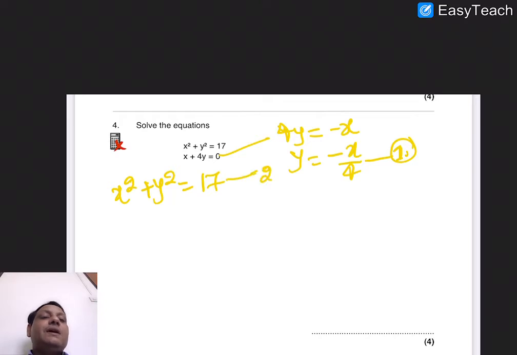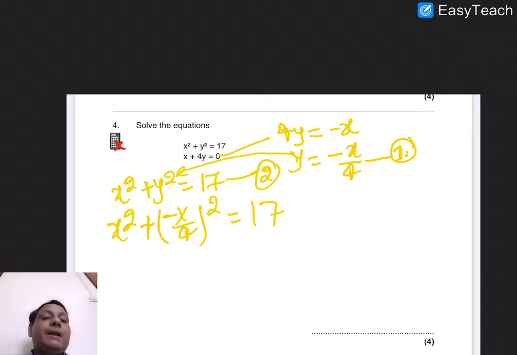As you know, these are simultaneous equations, and it's non-linear. So I'll replace this value of y in equation number 2. So what we are getting here: x square plus (minus x over 4) whole square is equal to 17. This question is going to be a little bit long, but you'll understand when you see it.